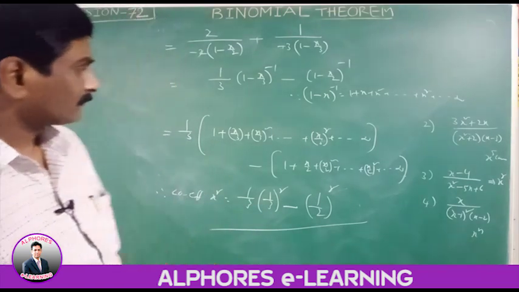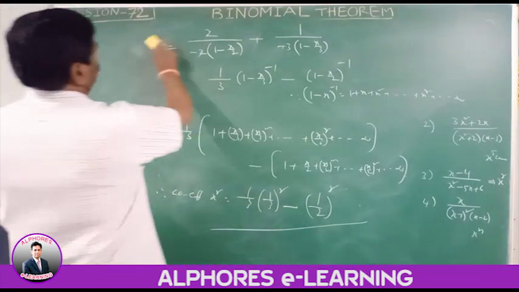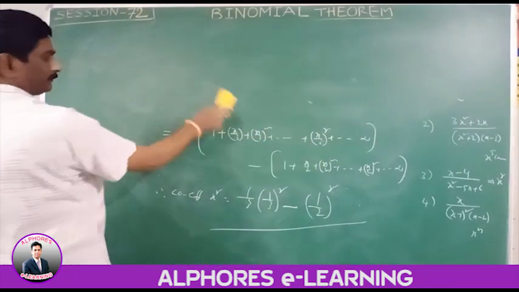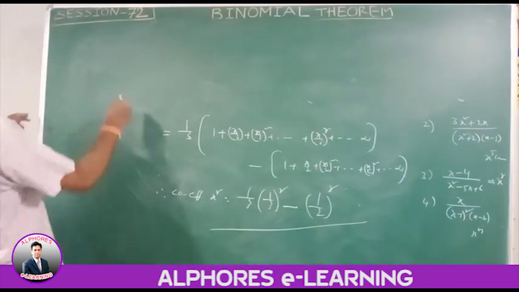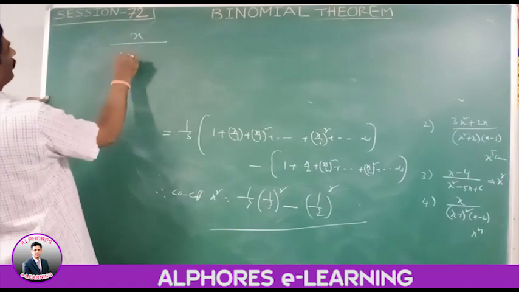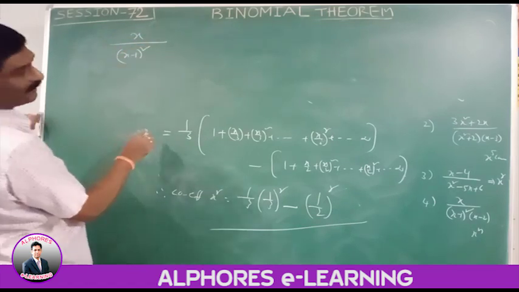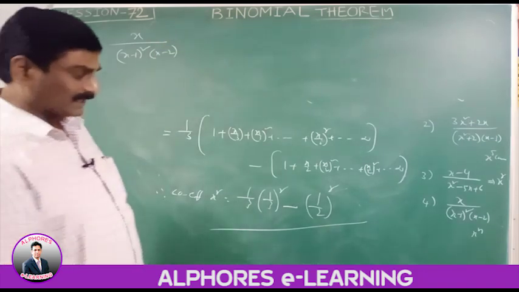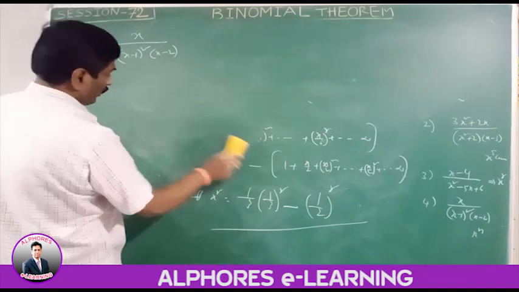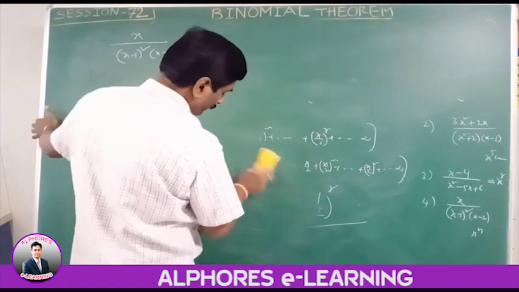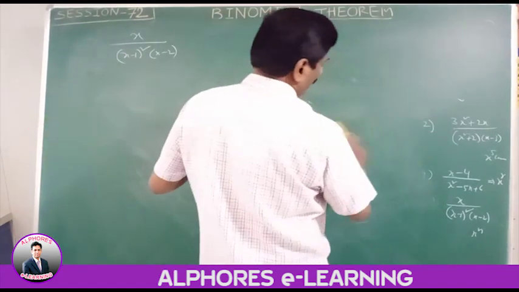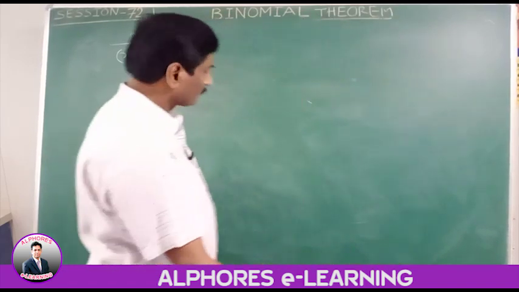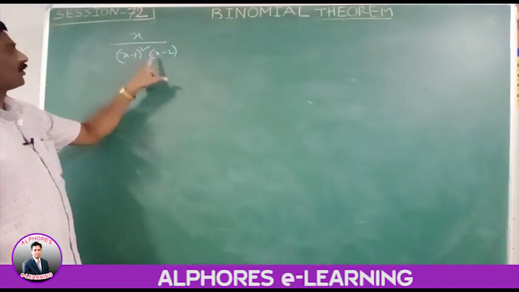Next, the fourth one. x by (x minus 1) whole square into (x minus 2). Find the coefficient of x power n in this expansion.